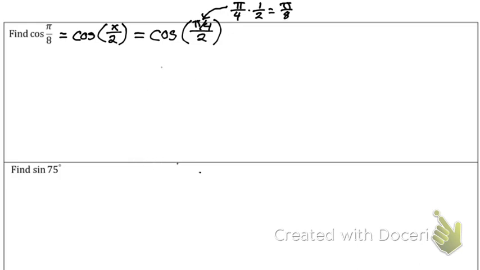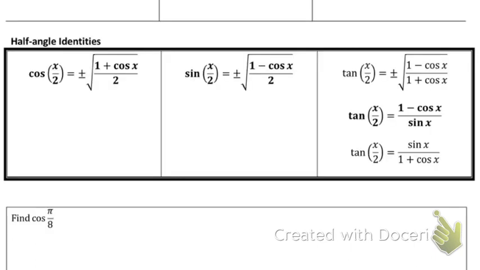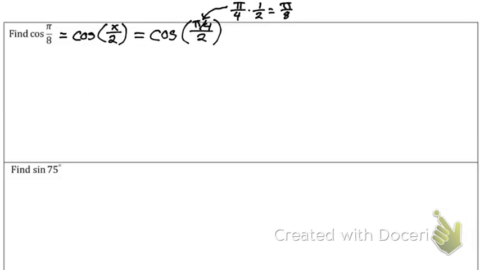Okay, let's move forward. So now I have a number over 2. This 2 here only directs us where we need to go. So that must be a half angle identity. Now we pick which one we're using. Well, we're using the cosine half angle identity, which is plus or minus the square root of 1 plus cosine over 2. So we're going to rewrite this as plus or minus the square root of 1 plus cosine.